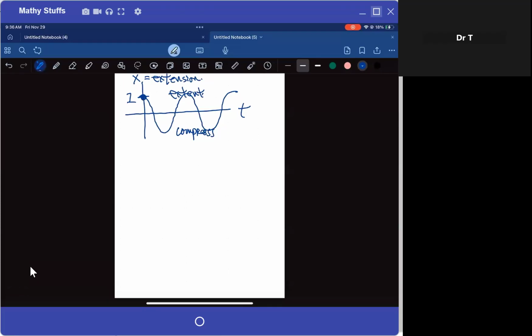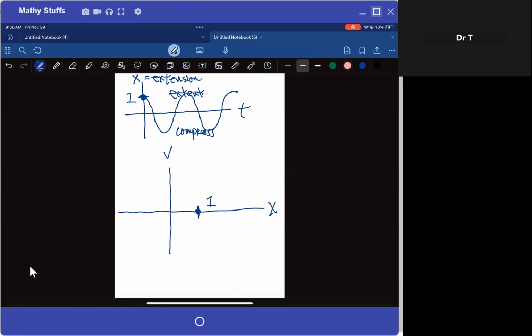But what if I think about this in terms of 2 dimensions? So now I've got x, which is my extension, and v, which is my velocity. This is going to look completely different. And the time variable is hidden in here. The time variable manifests as the motion of a particle in this plane. So we started off with an extension of 1 unit.